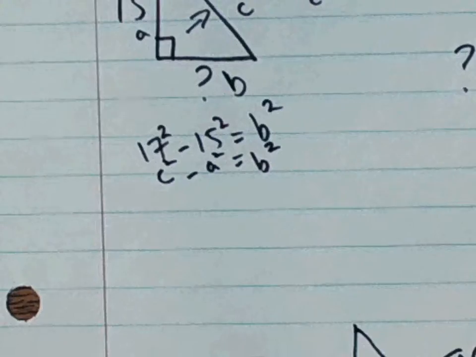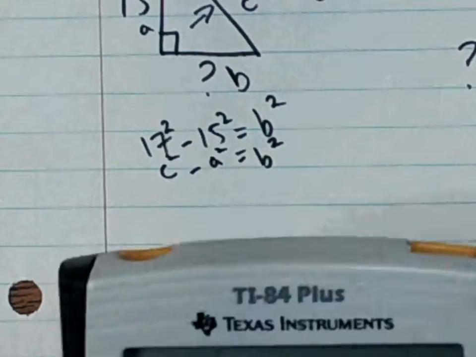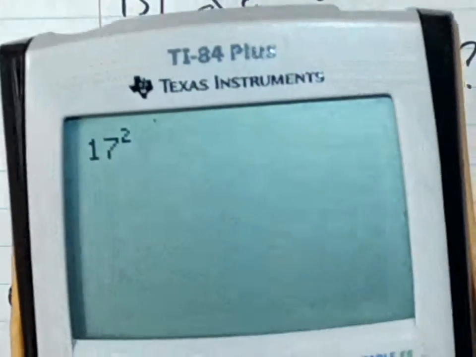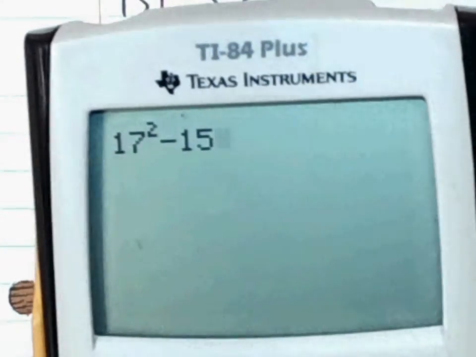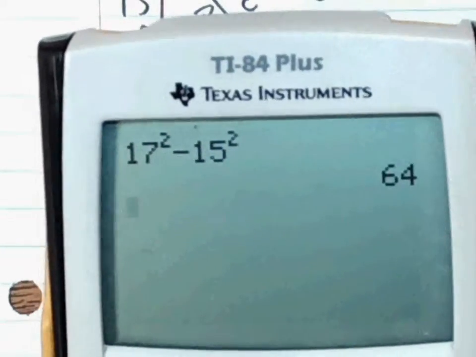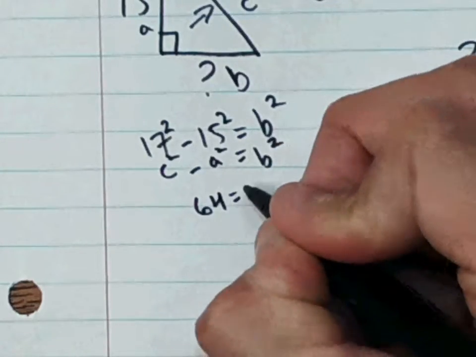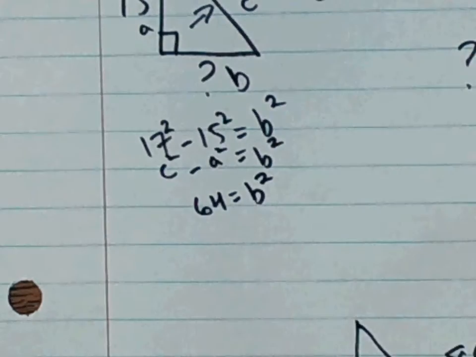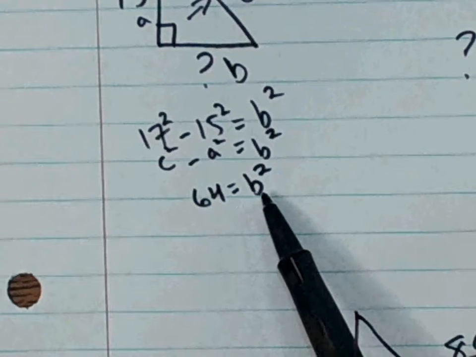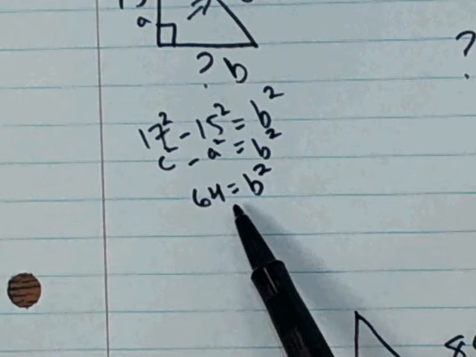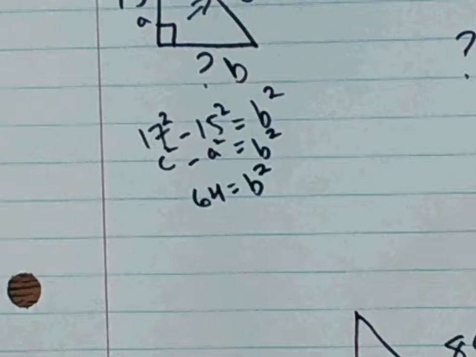Okay, so now let's use our calculators. We got 17 squared minus 15 squared, and that comes out to 64. So 64 equals B squared. But we're not done yet. 64 is the square of B. It's giving you the area of square B, in other words.